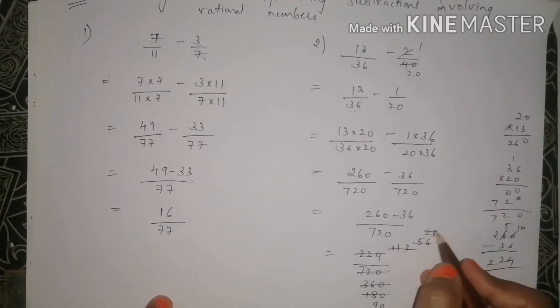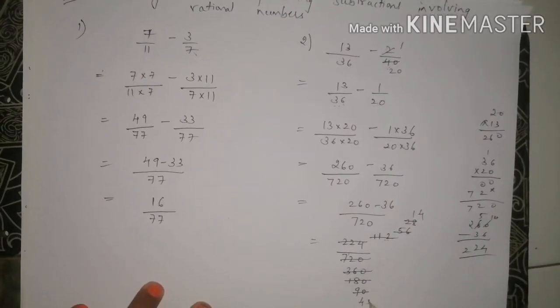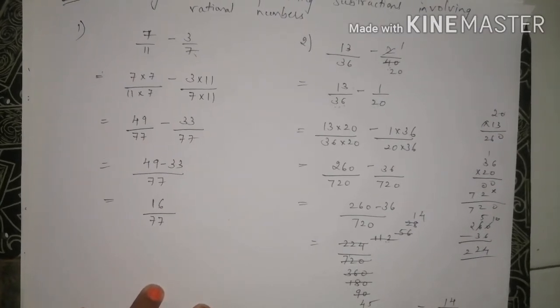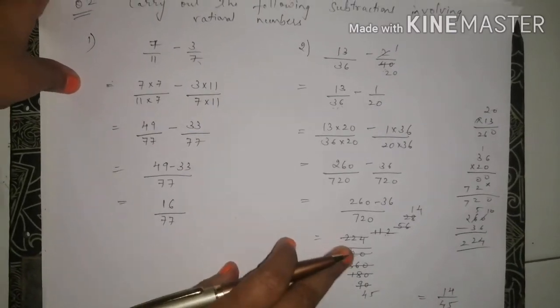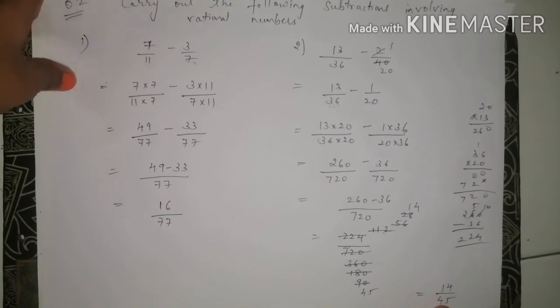Again it will get reduced. 2 ones are 2, 2 fours are 8, 2 2 fours are 8, 1 2 fives are 10. Now it will not get reduced, so our final answer is 14 upon 45. So this is the way, if it is getting reduced in the same table you have to reduce it. So the final answer is 14 upon 45.